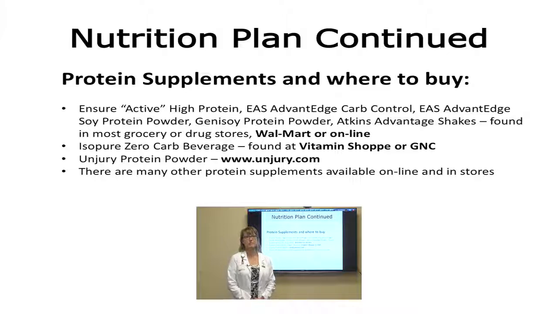Protein supplements, as we mentioned, can help you get about 300 to 400 maximum calories that you need every day, but with a good amount of protein. Ensure Active, High Protein, EAS Advantage Edge, EAS Advantage Edge soy protein also, Genesoy protein powder, Atkins Advantage shakes. I've seen people use all of these types of things. These are found in most grocery stores and or drugstores, and Walmart or online are good places to find those. Isopure Zero Carb Beverage is one of the other items people have used, and that's found at Vitamin Shop or GNC. Unjury Protein Powder is found at www.unjury.com. And there are many other protein supplements that you might find in other stores.